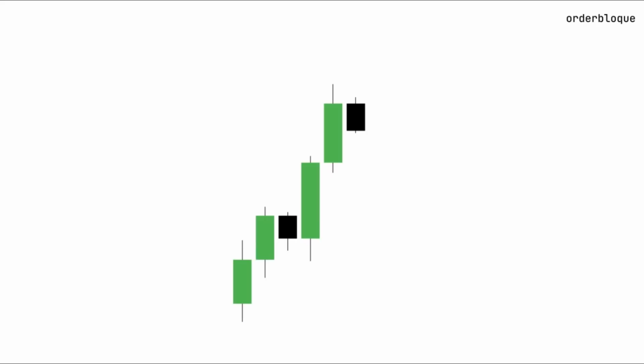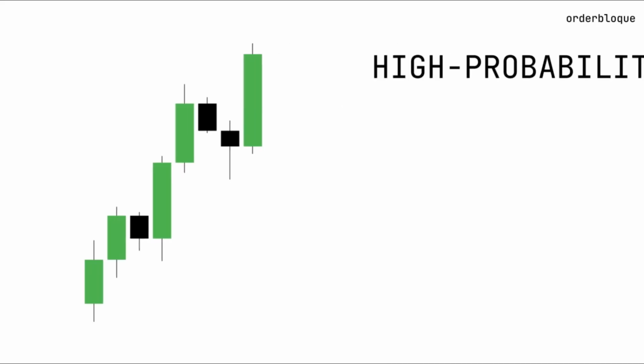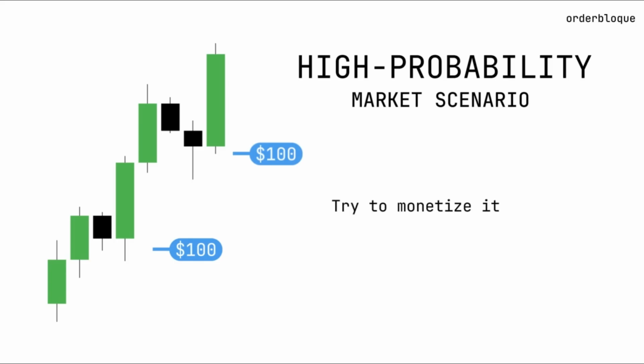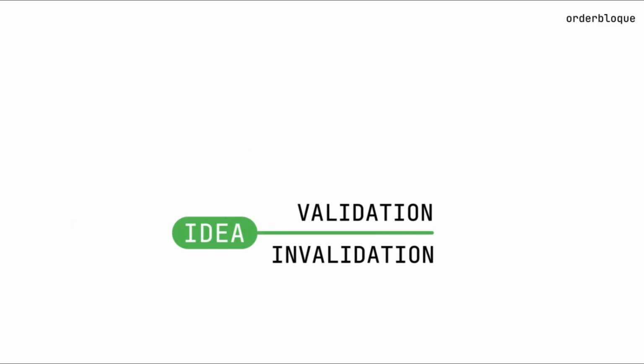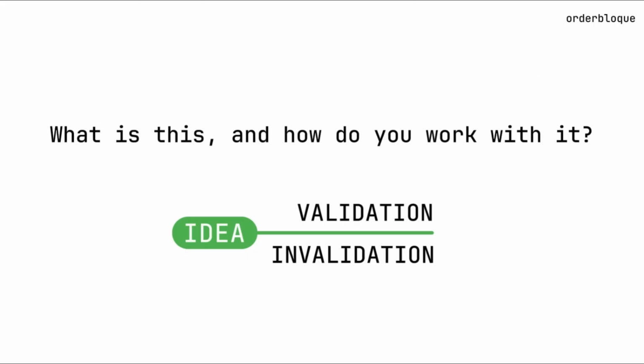Our primary task as traders is to identify a high-probability market scenario and try to monetize it using various tools. Nothing more is required of us to make money. Depending on the strategy, this process varies, but the core principle remains the same. It's about validating or invalidating the idea. The question arises, what is this, and how do you work with it?